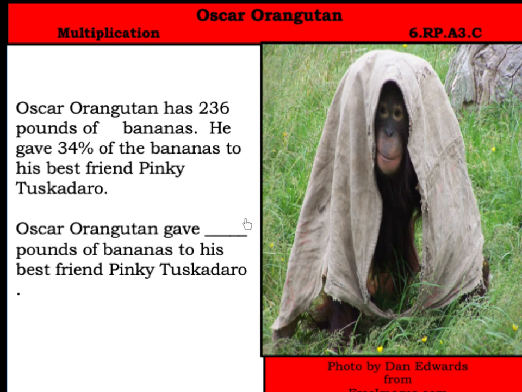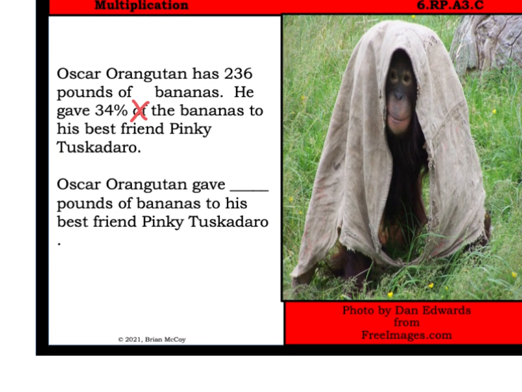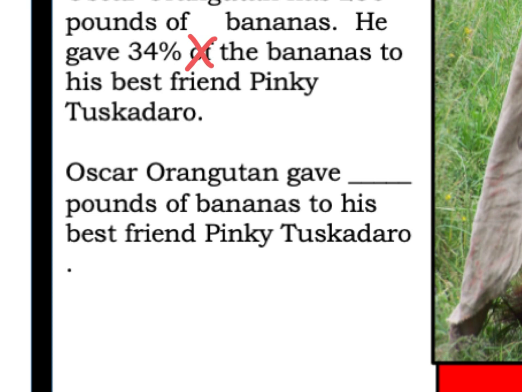Oscar Orangutan gave blank pounds of bananas to his best friend, Pinky Tuscadero. All righty, so here's what we got happening. Now, Oscar here gave 34% of, and of means times, right? So of the bananas, this is the amount of bananas, the 236 pounds, right? So he gave 34% times the 236. Now, you can't multiply percent, but what you can do is multiply a decimal. So we're going to convert this percent into a decimal.